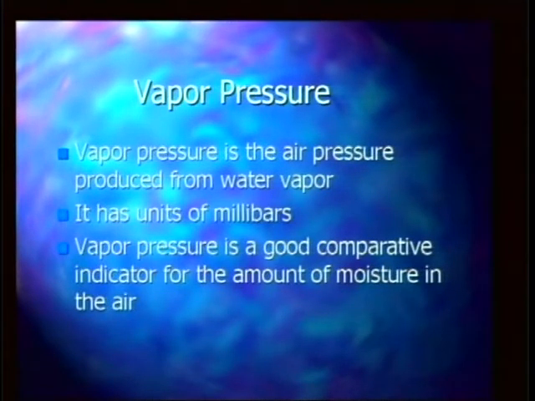Another moisture variable is vapor pressure. Vapor pressure is the air pressure produced from the water vapor alone, and it's going to have units of millibars. The vapor pressure is also a good comparative indicator for the amount of moisture that's in the air.